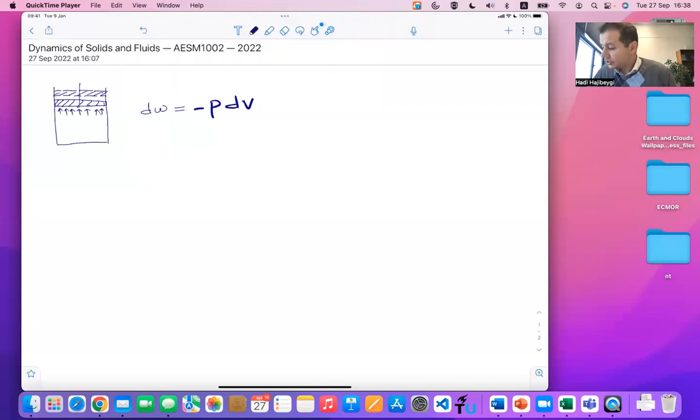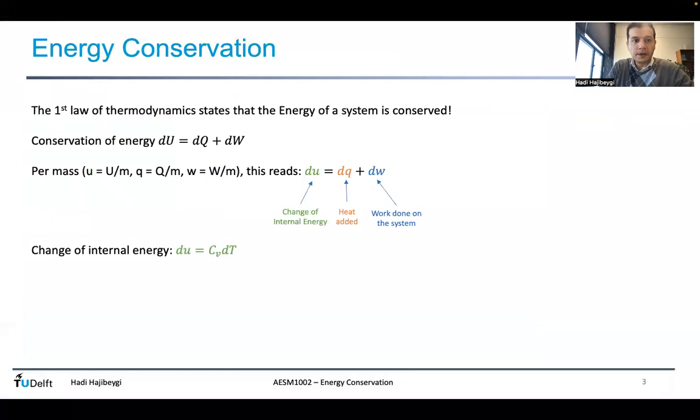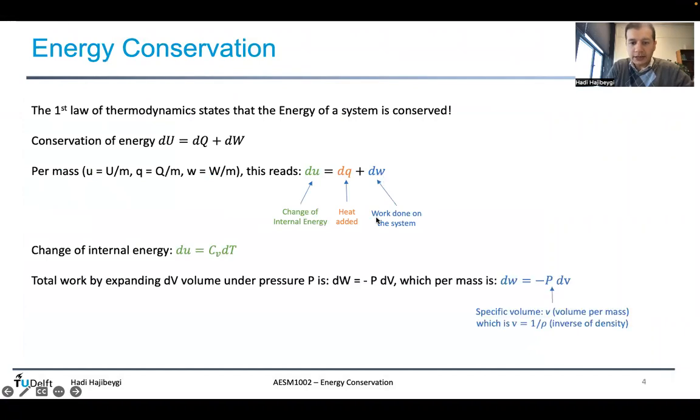Now, we just spoke about the fact that du, the change of the internal energy of the system, is dq plus dw. And I just explained to you that if we expand the system by d volume under constant pressure, the work performed on it is minus pressure dV. That would then require us to write the incremental work performed on the system as minus P dV.